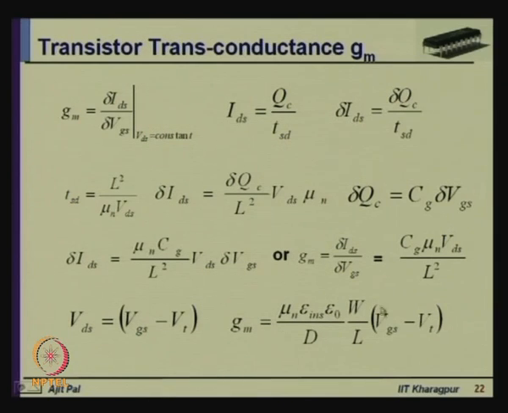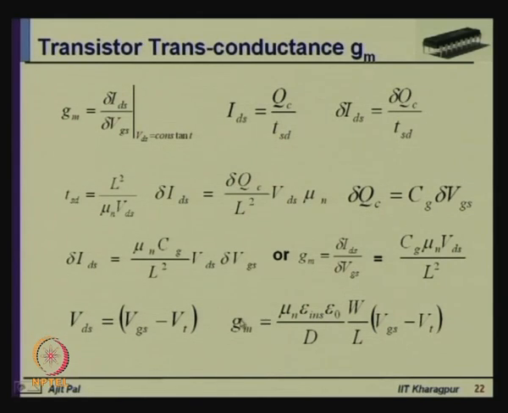So, you can see the gain is represented by the transistor transconductance. The more the gain, the better. We can see it is dependent on the mobility of the device, width of the device, thickness of the silicon dioxide, length of the channel, and the effective gate voltage, which is equal to VGS minus VT.